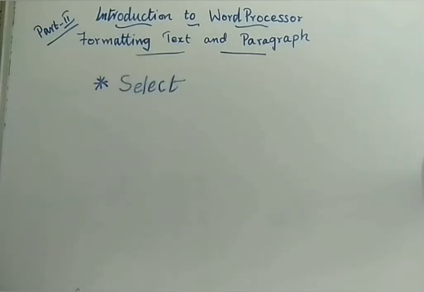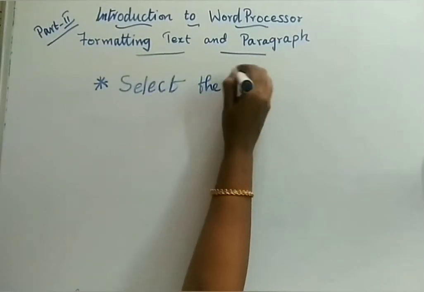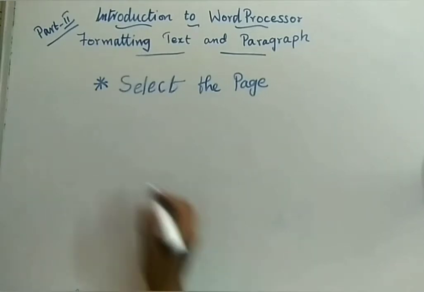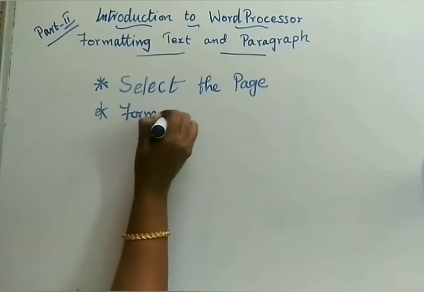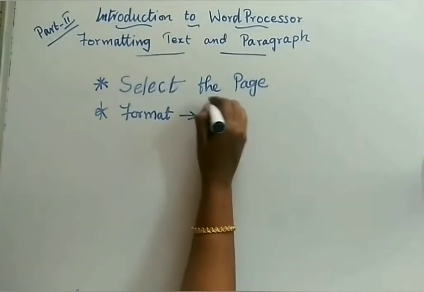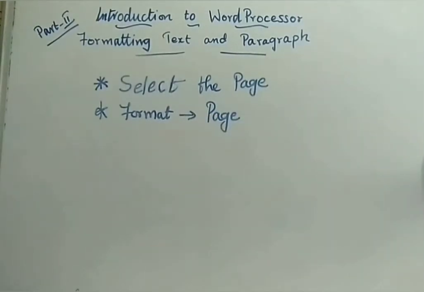The first thing you have to do is select the page. And next, what you have to do? Next you have to select the format that is available in your menu bar. After clicking the format, you have to click the page that is seen under there. That is your submenu. First you have to click format, next you have to click the page.